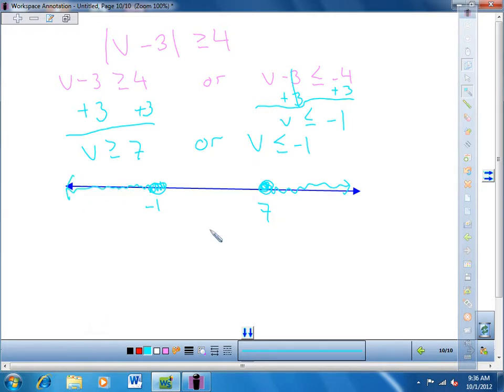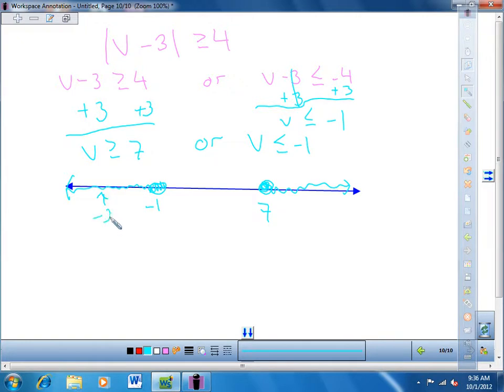And you might want to try a point just for the heck of it. What's a point over here that I can take? What's a point to the left of negative 1? Give me a point. Any old point. Negative 2.